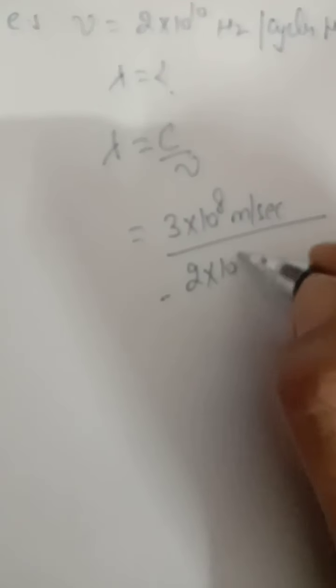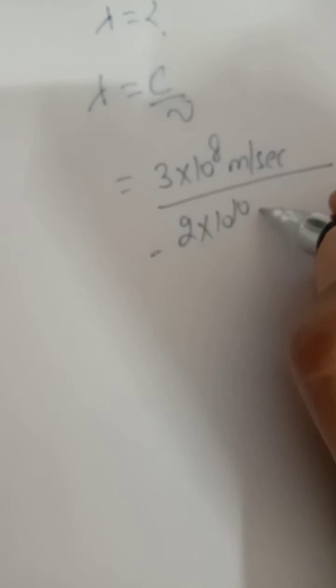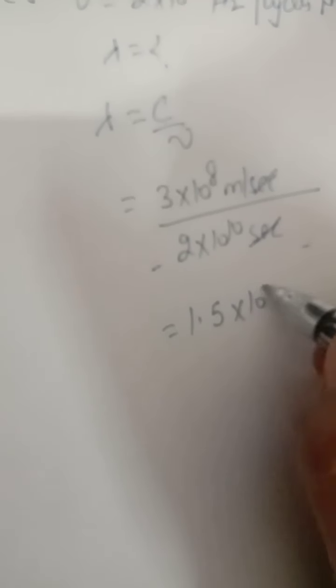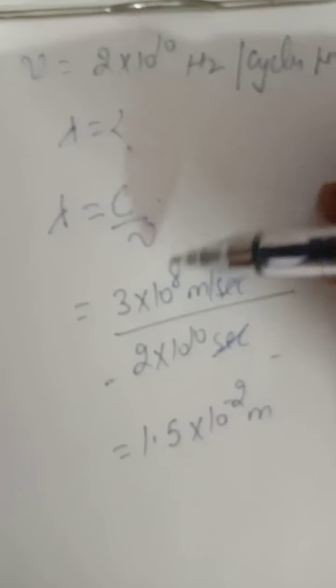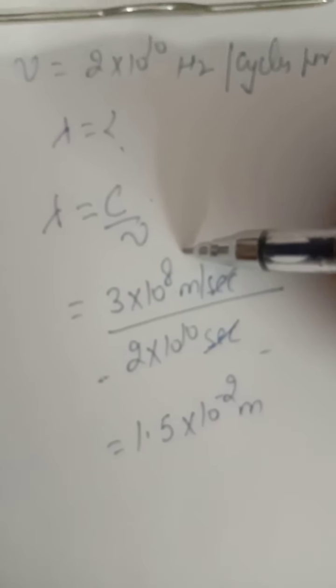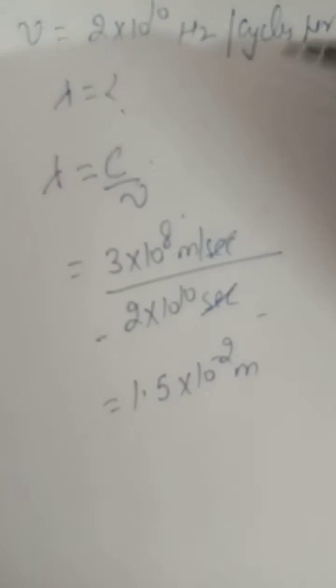On applying the formula, lambda is equal to c over nu. c is the speed of light, that is 3 into 10 raised to power 8 meter per second, and nu is given to you as 2 into 10 raised to power 10 cycles per second. So the second and second will cancel out with one another, and you will get 1.5 into 10 raised to power minus 2 meter. Now this is the speed of light, whose value is 3 into 10 raised to power 8 meter per second, or you can write it as 3 lakh kilometer per second.